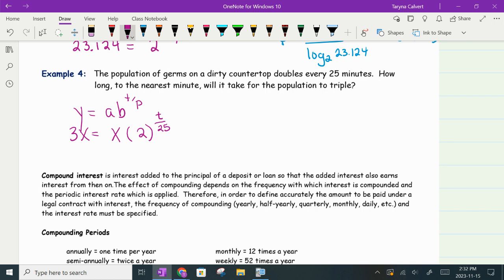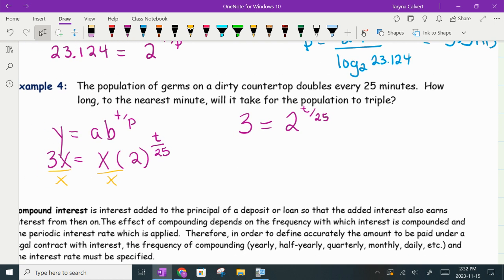So then again, if you choose an X, regardless, guys, of what you choose for your initial amount, you have to make sure what's on the other side is 3 times that. So then whatever you guys pick there, divide it off. And then we have 3 equals 2 to the exponent of T over 25.